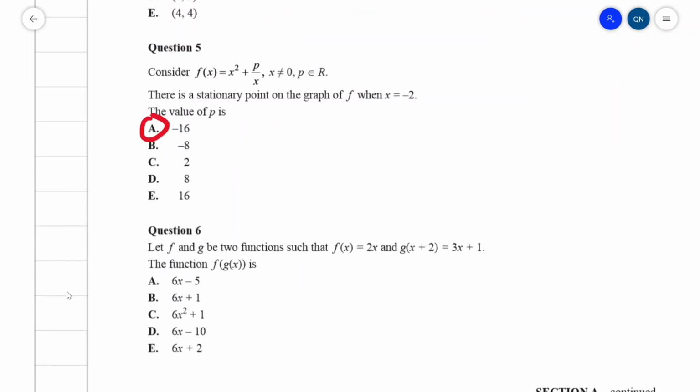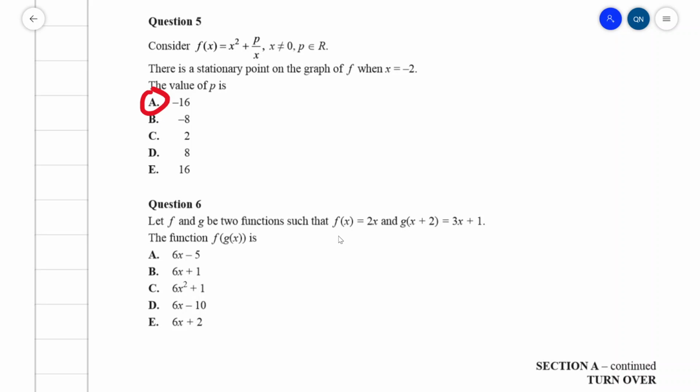Question 6. Let f and g be two functions such that f of x is 2x and g of x plus 2 is 3x plus 1. Okay, so we'd like to understand what exactly g of x is. Well, we have the x plus 2 there, which I don't like. So what I'm going to do is replace all instances of x with x minus 2.